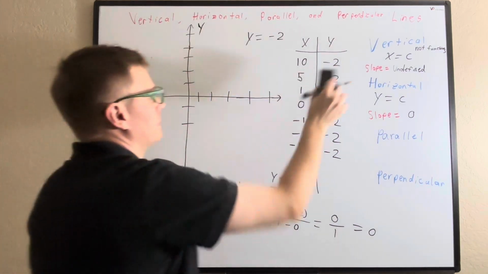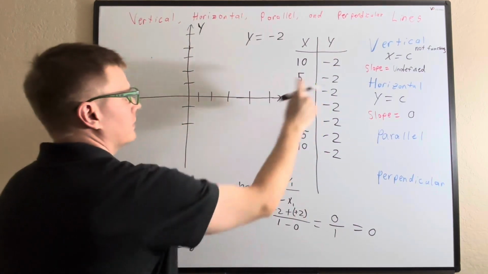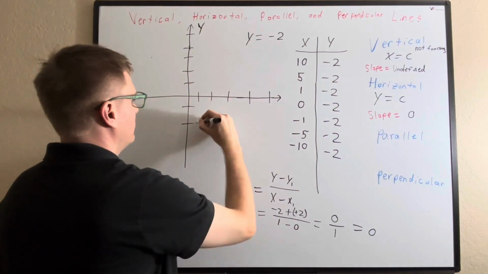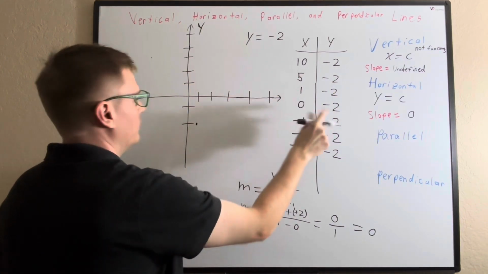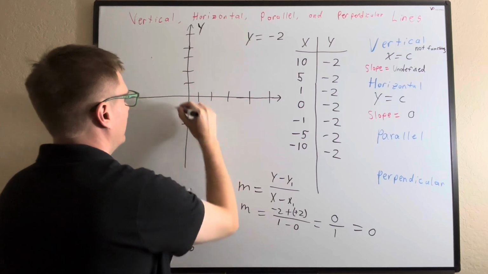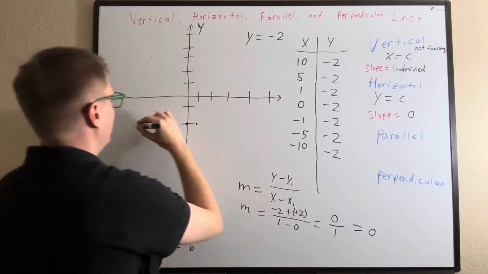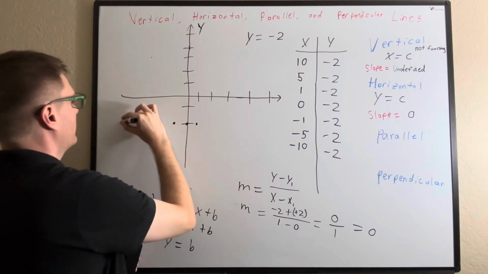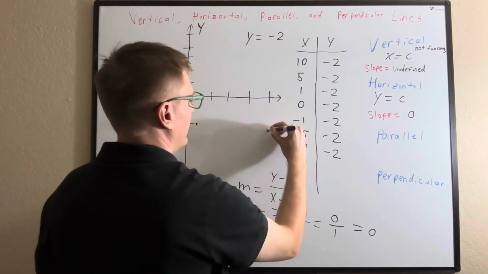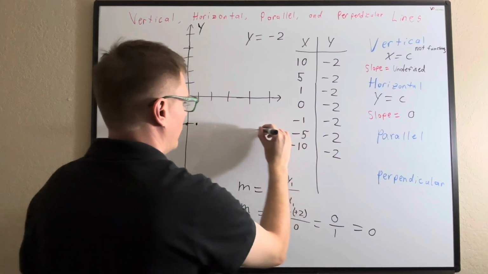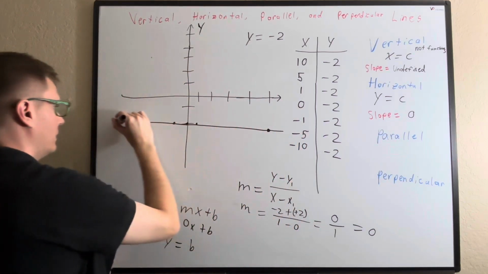So, let's actually graph this. 1, -2, 0, -2, -1, -2, -5, -2, 5, -2. It's just a horizontal line.